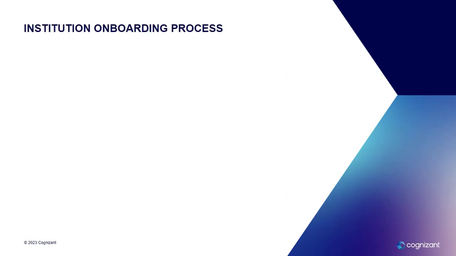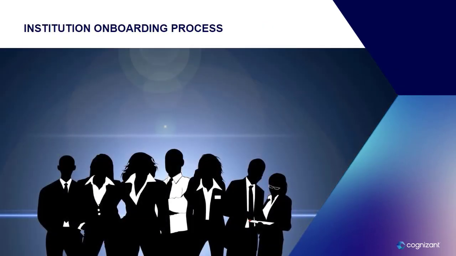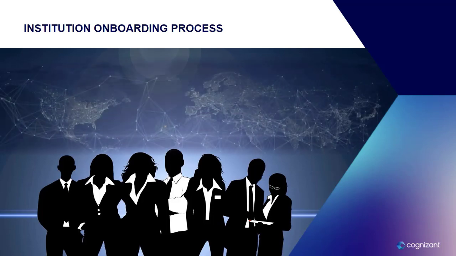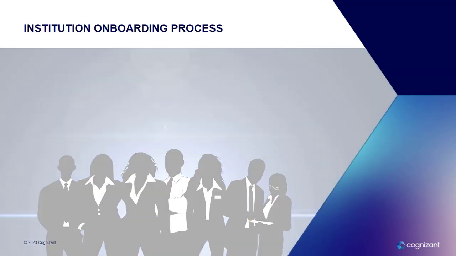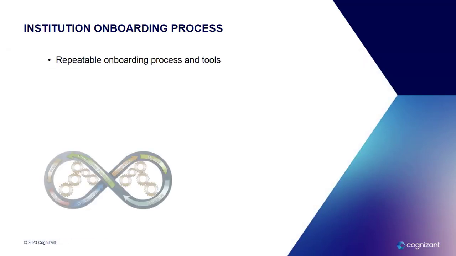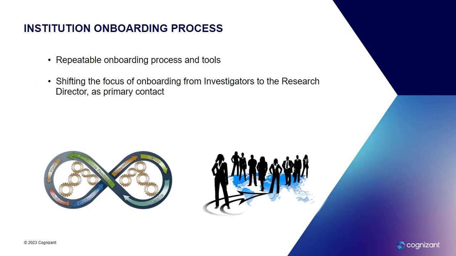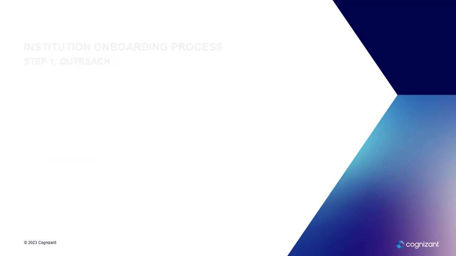To address these institution-level concerns, Cognizant created a SIP site onboarding team to support the onboarding of large research institutions into SIP. The team is currently assisting sponsors in onboarding 125 of the largest research institutions in the world. This team has created a repeatable onboarding process and tools which are being provided to you in this training. The institution onboarding process shifts the focus of onboarding from the investigators to the research director as the primary contact.